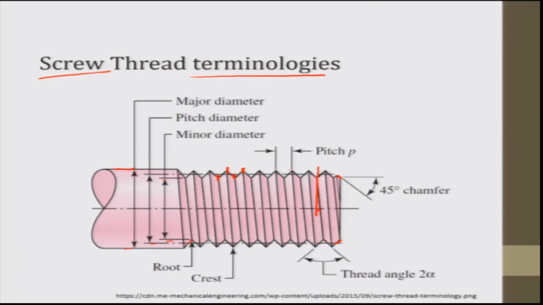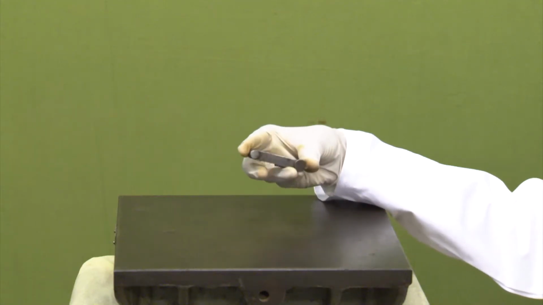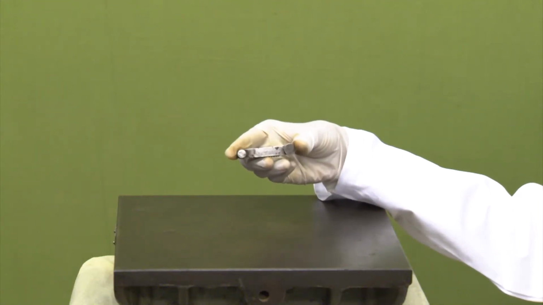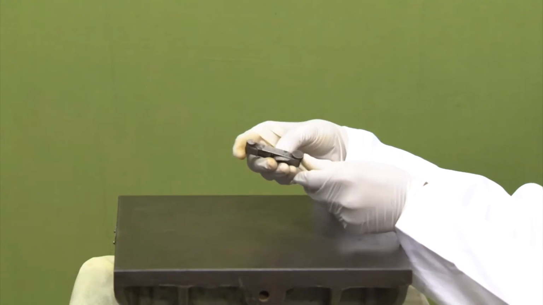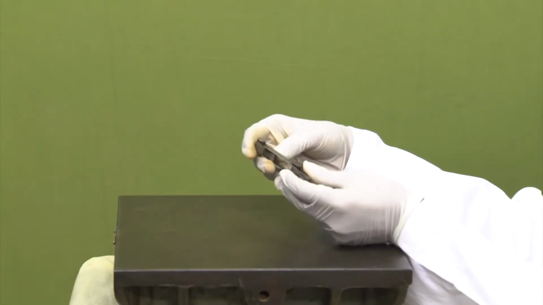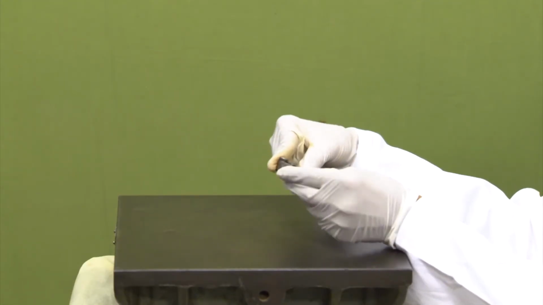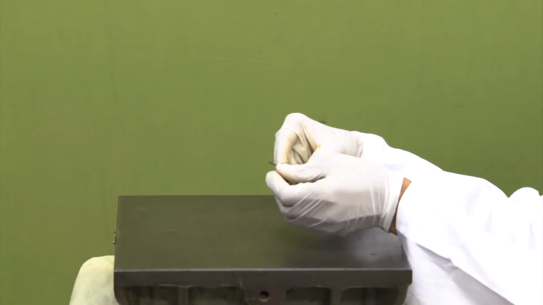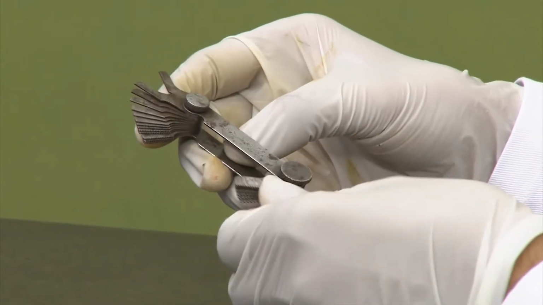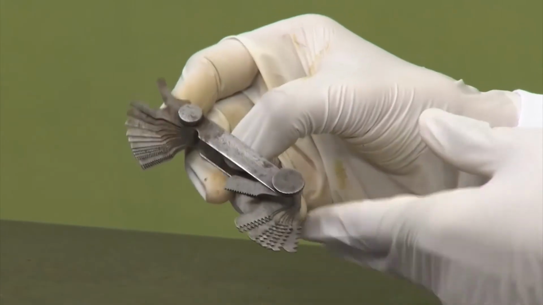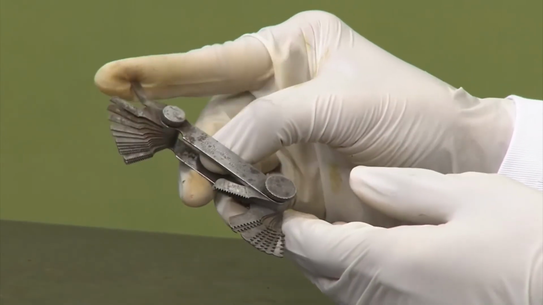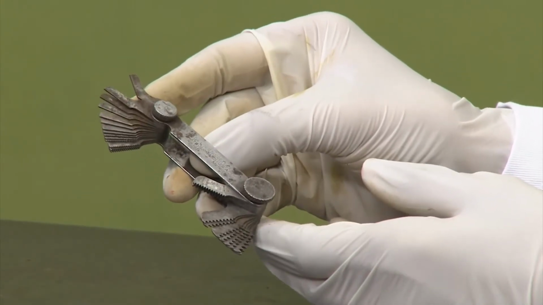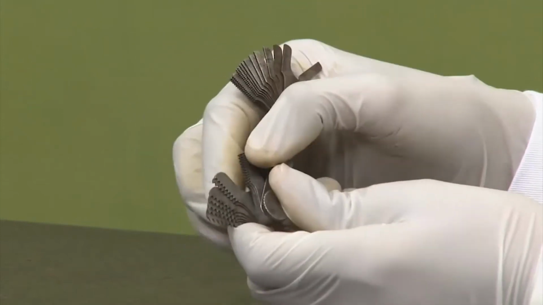Next I come to my gauge, the screw gauge. This is our screw gauge. If I open it, you will see the various leaves here which are very similar to the feeler gauge, but the difference is that the thickness of each leaf is same, but we have different profiles of threads here.